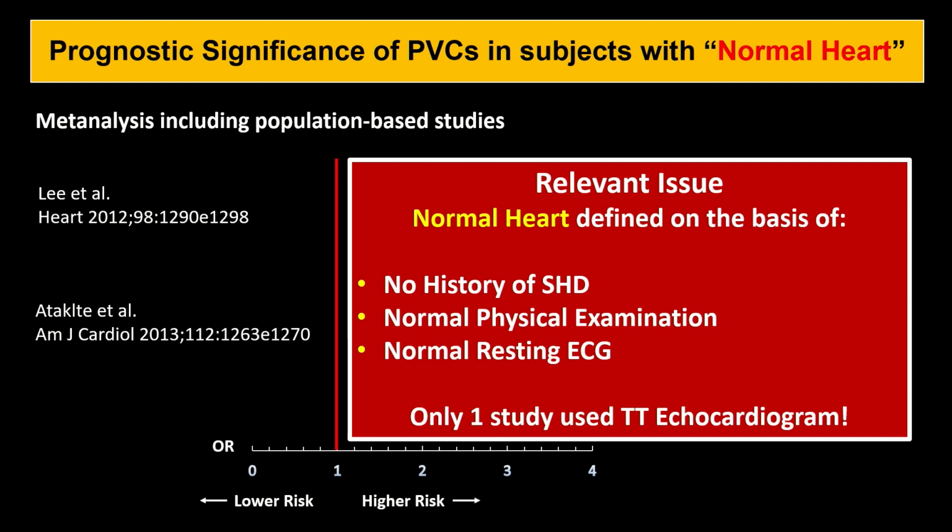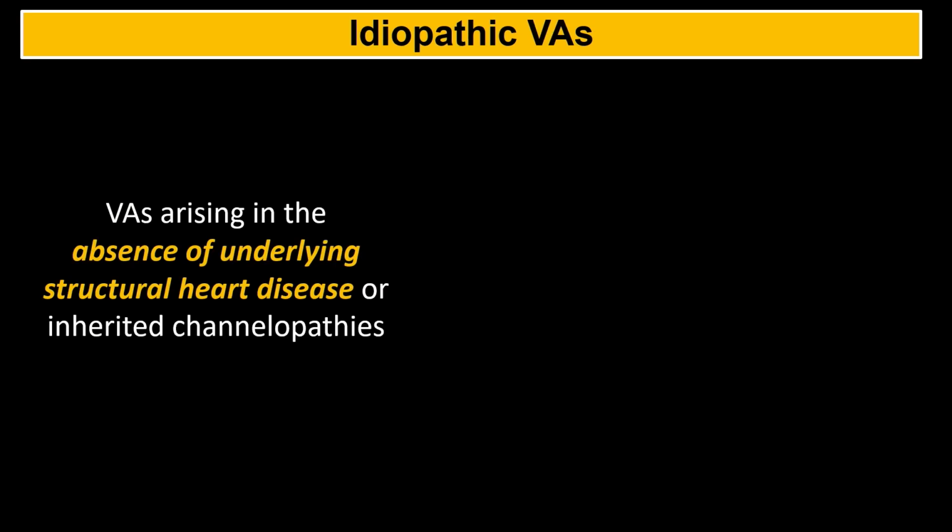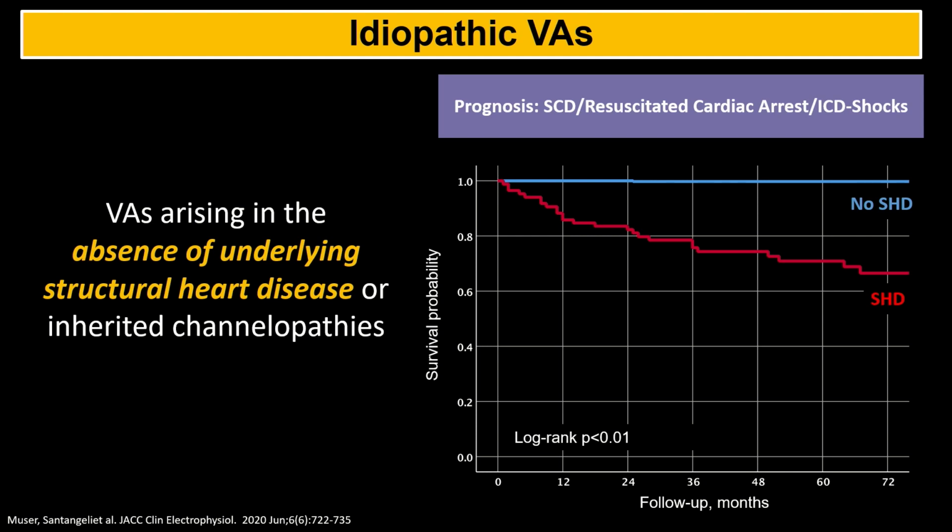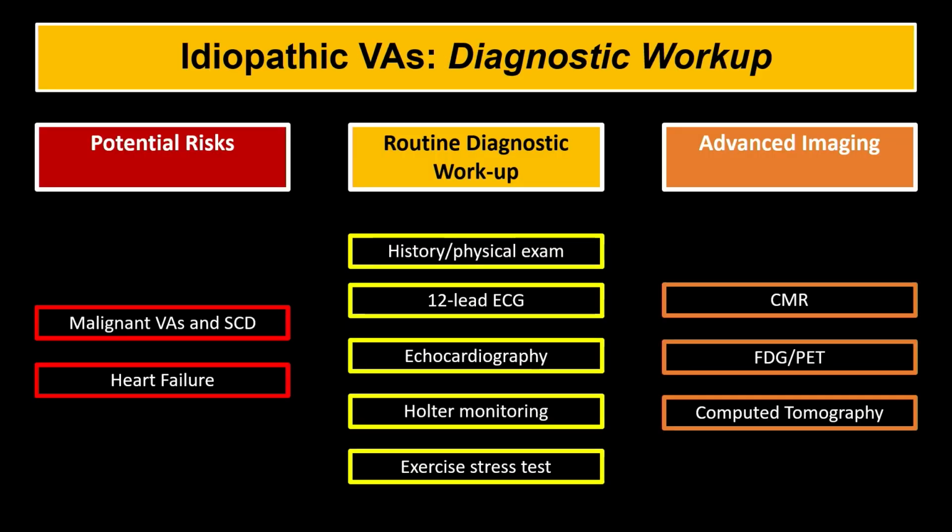of structural heart disease. But we know that the truly idiopathic ventricular arrhythmias are the ones that arise in the absence of structural heart disease, which is actually the major determinant of risk in these patients. And structural heart disease can usually be ruled out with routine diagnostic investigations, including 12-lead ECG, Holter monitoring, exercise stress test, and transthoracic echocardiography. But sometimes we need more advanced imaging techniques, including CT scan, CMR, or even FDG PET in selected patients.